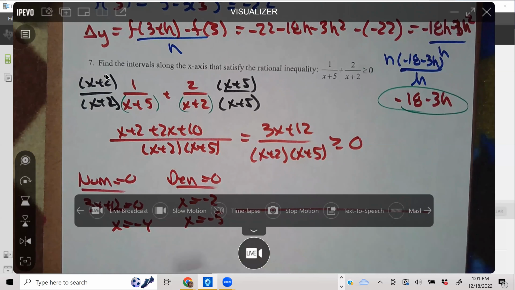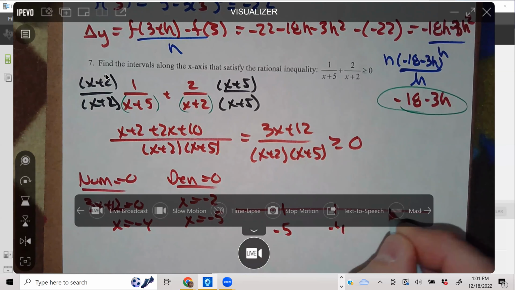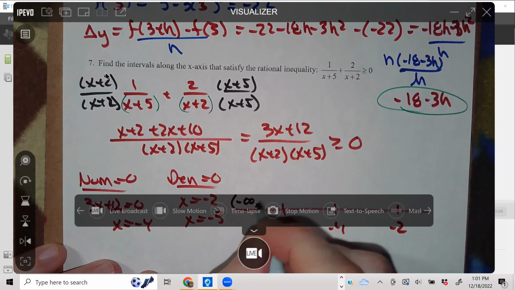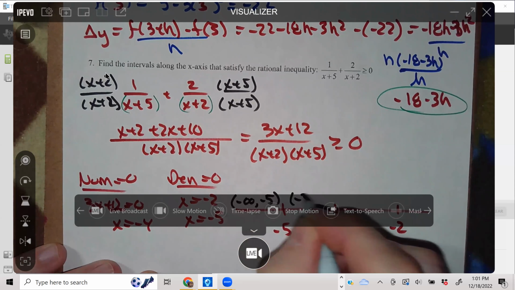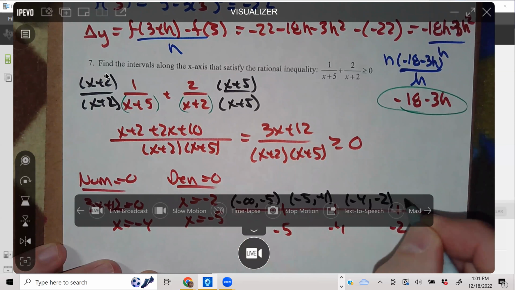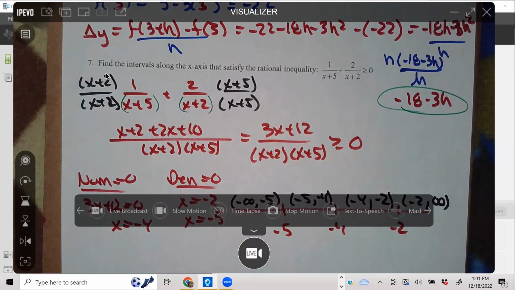Let's put those on a number line. So in order, there'd be negative 5, negative 4, and negative 2. That creates intervals of negative infinity to negative 5, negative 5 to negative 4, negative 4 to negative 2, and negative 2 to infinity. One or more of these intervals is going to be my answer. I need to test points.